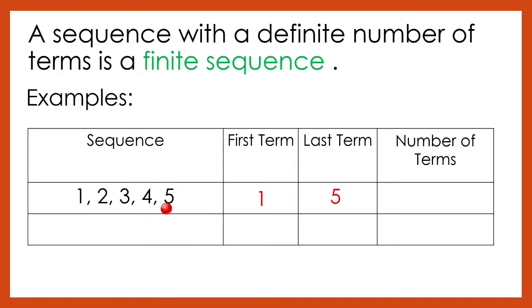Then, bilangin natin yung number of terms. We have 1, 2, 3, 4, 5. So, the number of terms is 5. Another example of sequence, we have 3, 6, 9, and 12. What is the first term? The first term is 3. How about the last term? The last term is 12. How many number of terms? We have 1, 2, 3, 4. So, the number of terms should be 4.